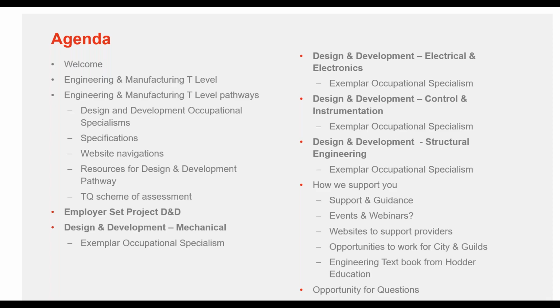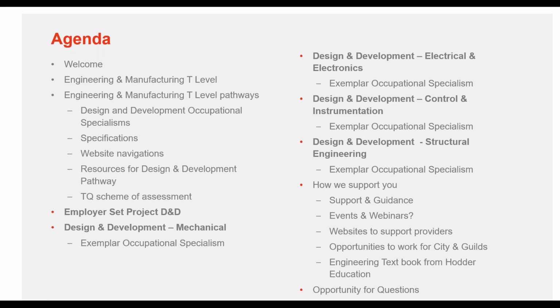So for the agenda today, just to give you a quick overview. Welcome. Then we'll talk about the Engineering and Manufacturing team who are working on this, and give a bit of an overview of the Engineering and Manufacturing T-level and its different pathways. Then we're going to split it into the different areas. So design and development. We'll look at the occupational specialism, how to get to that specialism, so the website navigation, the resources for the design and development pathway, and how they're going to be assessed.